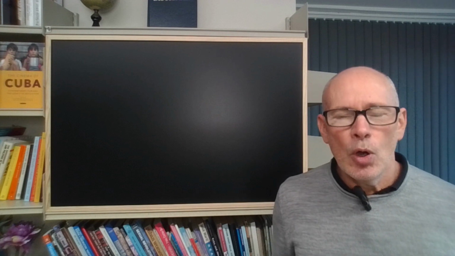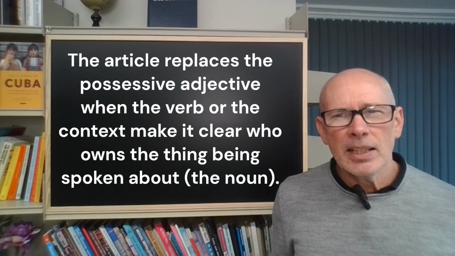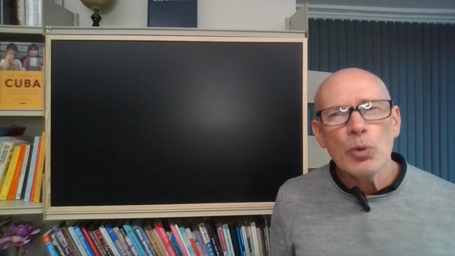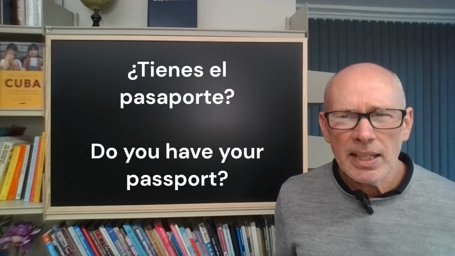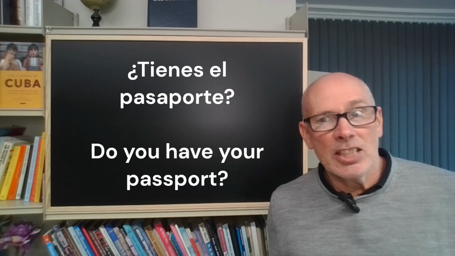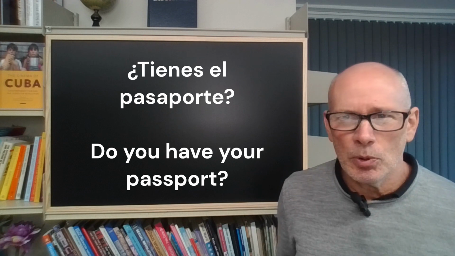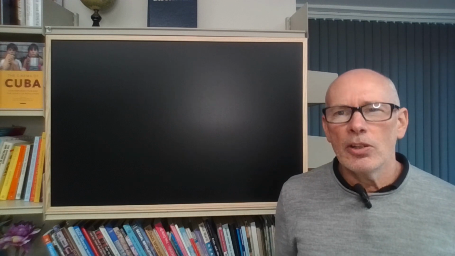So the article replaces the possessive adjective when the verb or the context make it clear who owns the thing being spoken about, the noun. Often it is clear in Spanish who the owner of the thing is because the verb tells us. For example, in the phrase ¿Tienes el pasaporte? It's clear, unless there's someone else involved, that you are asking the person, do you have your passport? Because the clue is in the verb tienes, do you have? Let's take a look at some other examples.